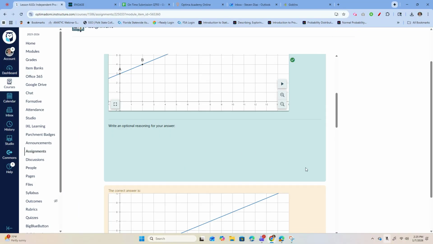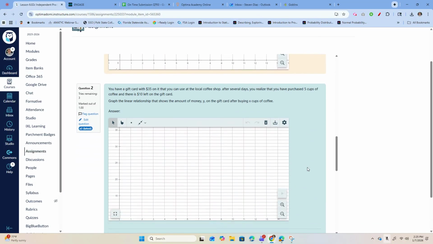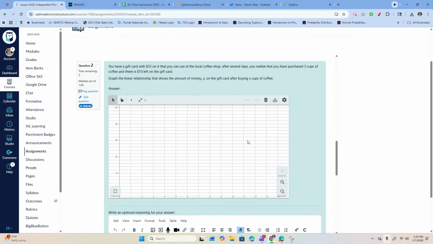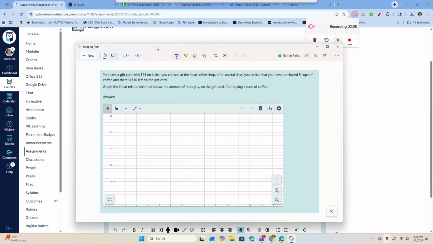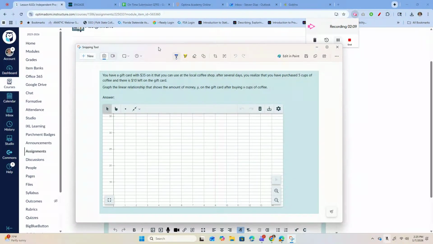Okay. Problem number 2 is very similar. Let me show you how you do that. So I took a screenshot of the problem. Again, you can see there's a lot of words here. Now, when you start reading, you're going to see that in the first sentence, you have a gift card with $35. Right there, that's your first point.